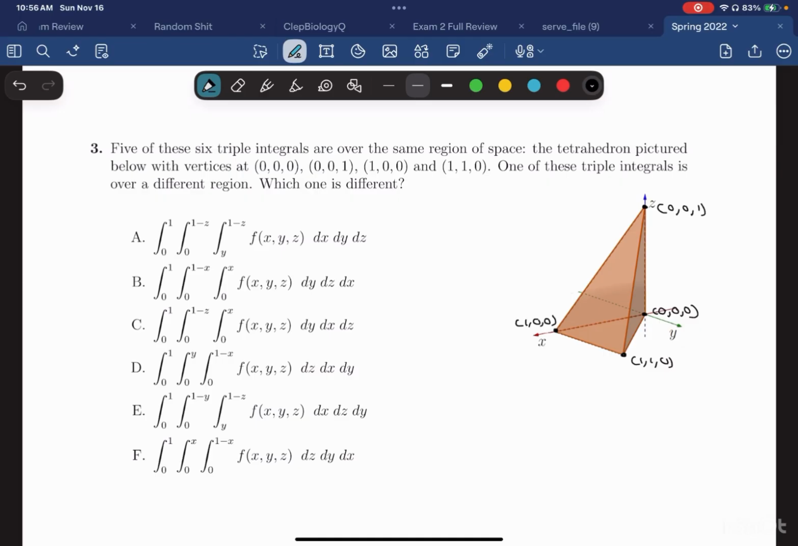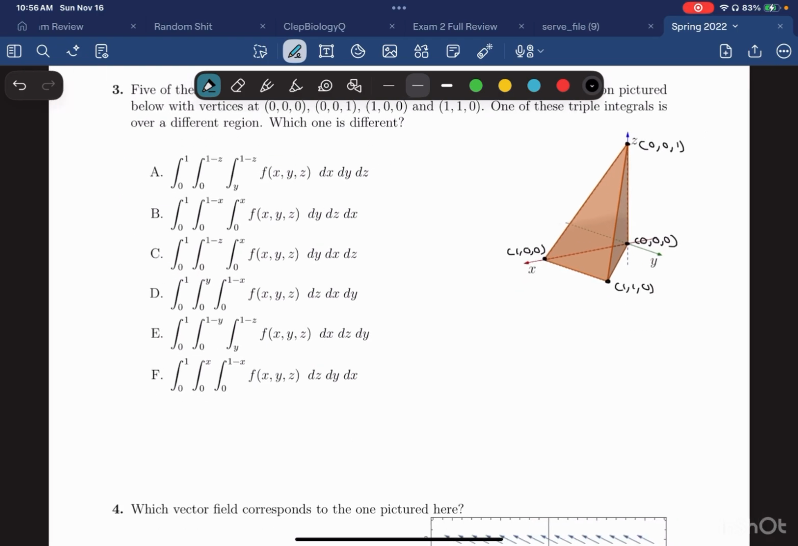So one of these triple integrals is over a different region. Which one is different? Now, here's how you would solve this question.